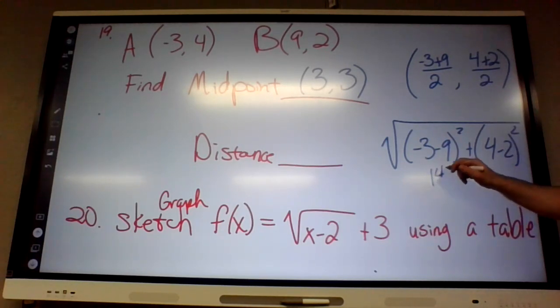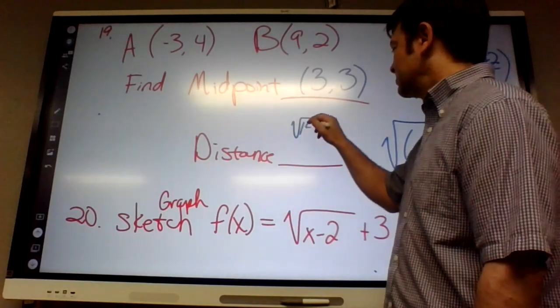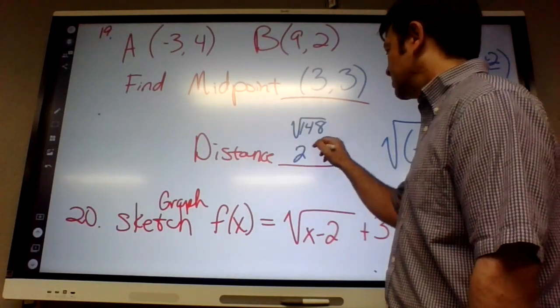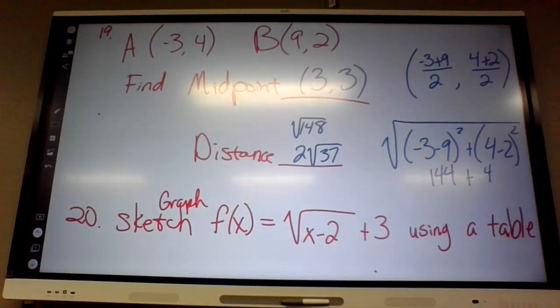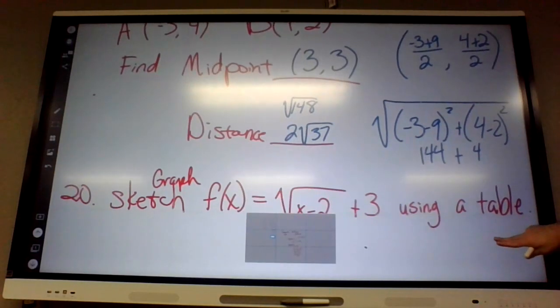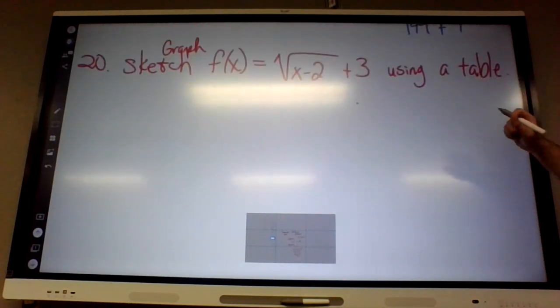So, what does this come out to? Negative 6, 148? Yeah. 148, let's see, that's 4 times 37, is that right? 2 square root of 37? Alright, last one. Wait, is that over? Okay.